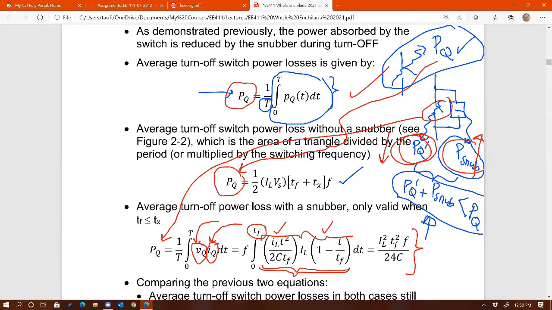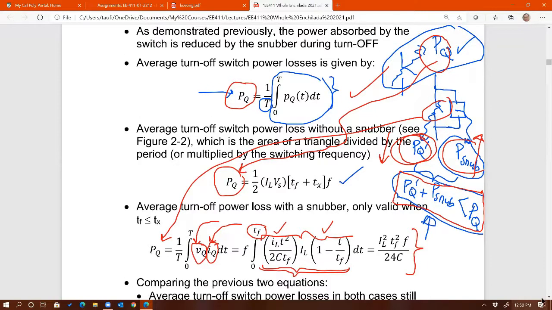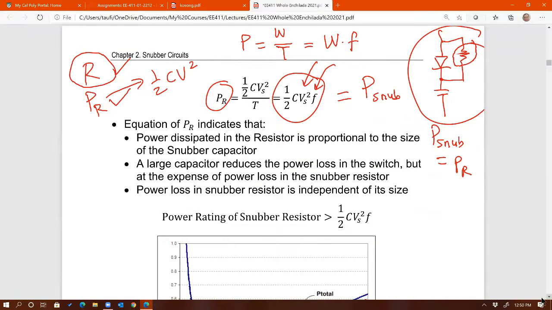And so how can we achieve this then? If one goes down, the other one goes up, that's the trade-off. How do you achieve the goal that the total loss of the switch and the snubber will be less than what you originally had? That's the next subsection right here. So that's the next question. How do you do that?